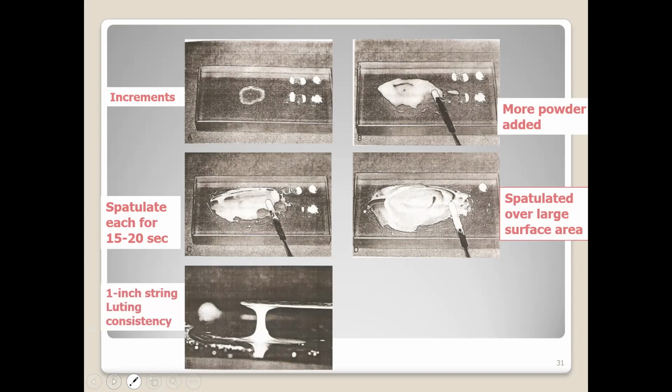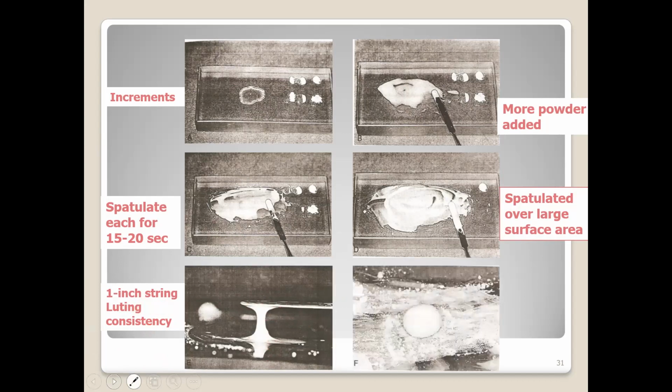Now this is showing the consistency. How do you check? Okay, now my mix is ready for luting. I do not want to add more powder to it. So for luting consistency, if you try pulling your cement spatula from the surface of the glass slab, it should form a 1-inch string. That is what is called luting consistency.